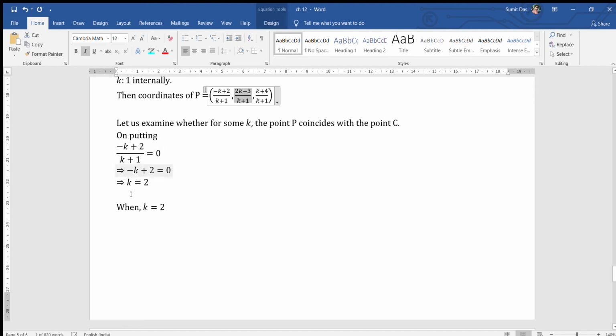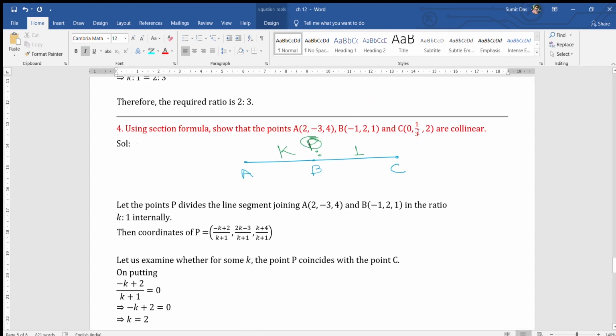When K equal to 2, let's see what this part will be. When K equal to 2, this part equals 2 into 2 minus 3 divided by 2 plus 1. So it will be 4 minus 3 divided by 3. Answer is 1 by 3. And the thing is that look, this value is the same as this coordinate of C.